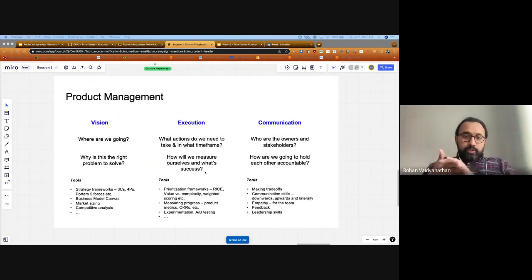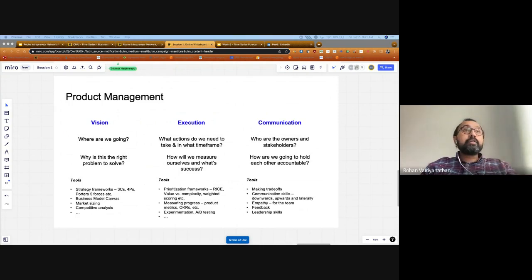Similarly with execution, product managers need to set how we want to execute. What is success at a given stage? How are we going to measure it? And what actions do you need to take? In that sense, there are, again, tools like prioritization frameworks. There are tons of prioritization frameworks. I don't think I know all of them, but again, it depends on your situation and what you want to choose. There are also things like experimentation and A/B testing.